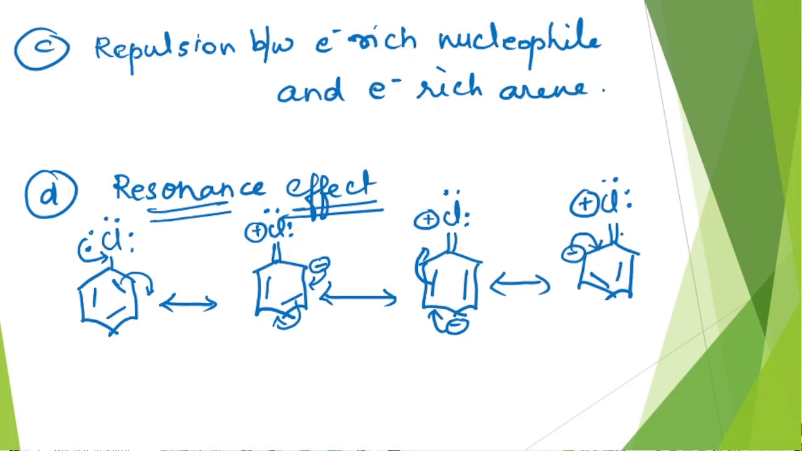Now again the final resonance structure, the bonds have been shifted over here. So here one bond, here one bond, here one bond with Cl attached. This is how you will have your resonance image. So because of the resonance effect also, it's less reactive towards nucleophilic substitution reaction. Clear?